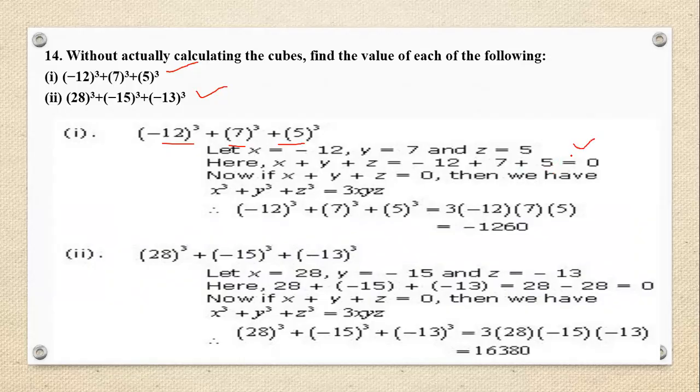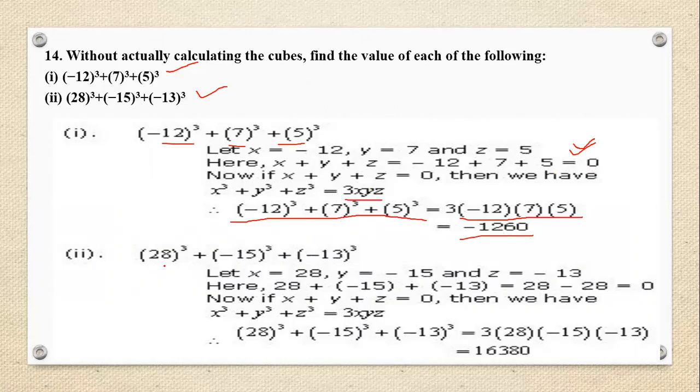So if the sum of all three values is 0, the sum of their cubes is equal to 3 times xyz, meaning the first value, second value, and third value. So this is what we have done: 3 times all three values here, 12, 7, and 5. We multiplied them and got the answer minus 1260.